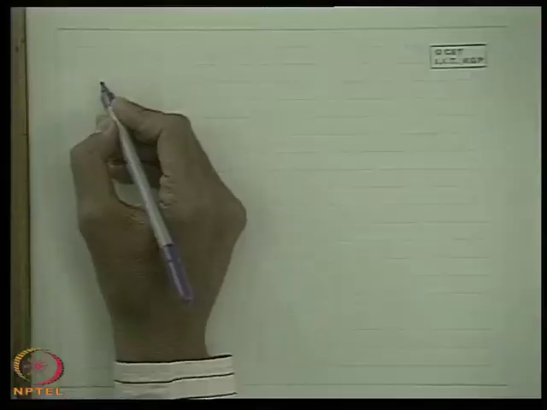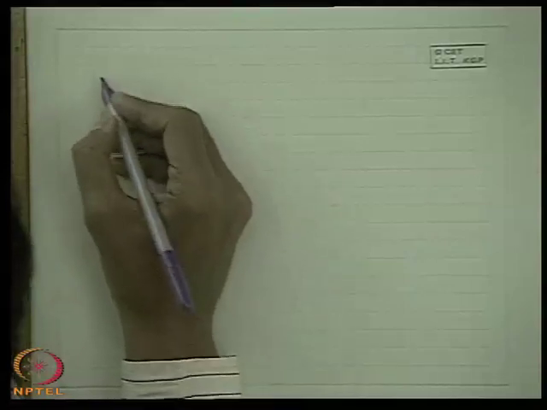That means p by rho plus V square by 2 plus gz is equal to constant not only along a streamline, but at any point in the entire flow field. This we will derive first, which is a very simple derivation. Let us do it.